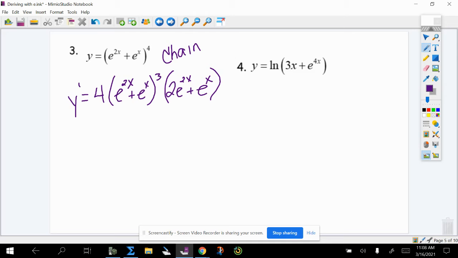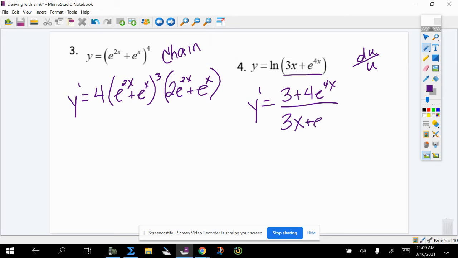And while your answer is kind of long with a chain rule, I would not take the time to simplify that at all. If you have a natural log and e's mixed together, keep in mind the way that we derive a natural log is du over u, so the derivative of what you're taking the log of divided by the original. So the derivative of this is going to be 3 plus 4e to the 4x over the original 3x plus e to the 4x. These end up having very similar looking numerators and denominators. It's tempting to try to cancel on something, but nothing actually does.